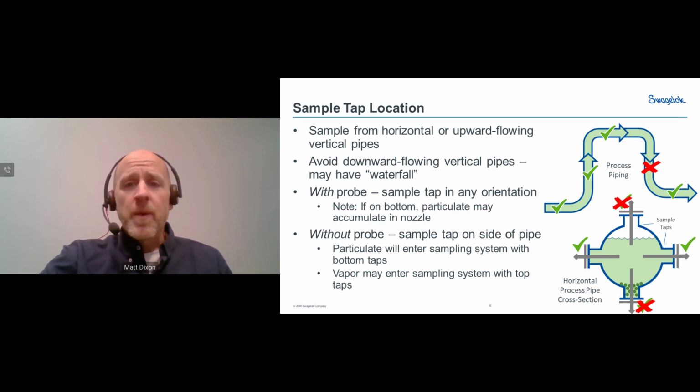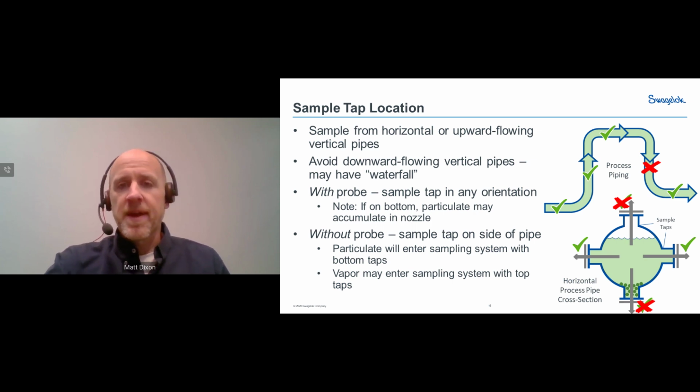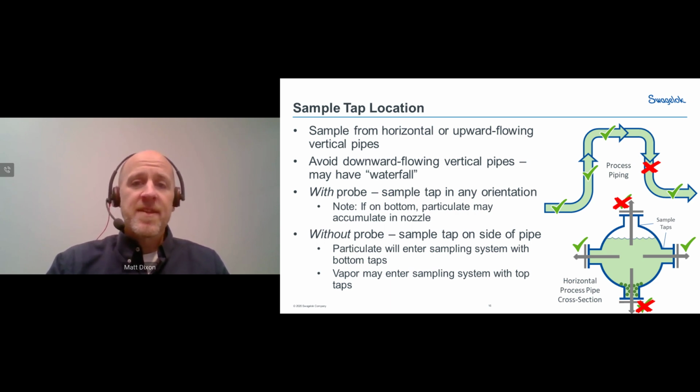However, what we probably want to avoid are the downflowing vertical pipes in a liquid application, because you can have what's called the waterfall effect. It's essentially a waterfall within that pipe. And then when you're taking the sample, you could get a mix of vapor and liquid. So in that scenario, we're going to want to avoid that vertical downflowing pipe.